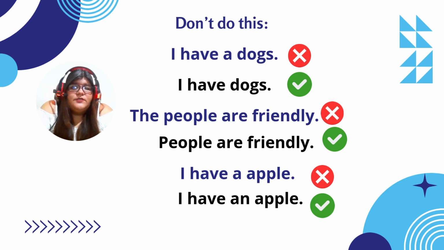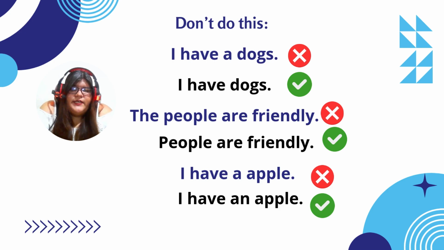I have a dog, right? Is grammatically incorrect, so be careful with that. We can say I have dogs. Don't invent English, right? Then we have the people are friendly. Is that correct? No, because here we are talking about people in general, not a specific one. So the correct form to say is people are friendly.